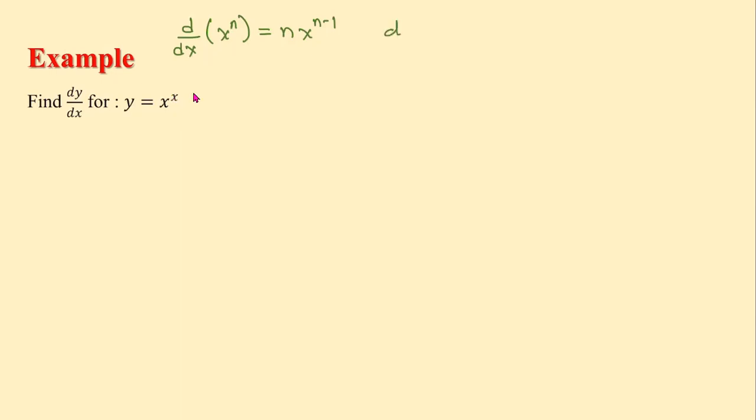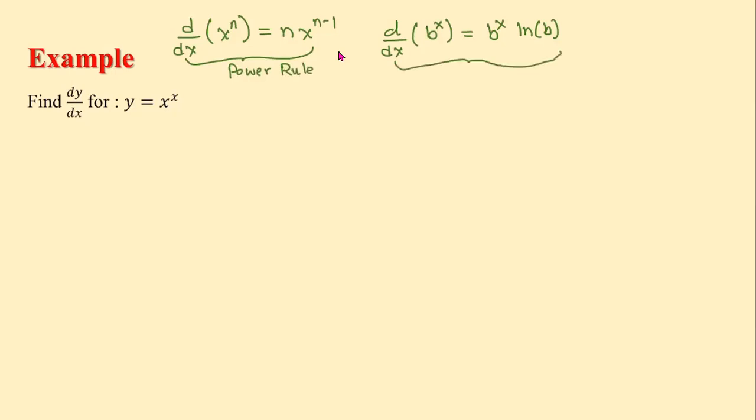We have another formula, the derivative with respect to x of b to the x. See, b is a constant and x is the variable. X is variable as it is, but b is constant. In that case, the formula was b to the x natural log b. This was the exponent rule. This was the power rule. The first formula is the power rule. And this one is the derivative of an exponent, or exponential function. So both formulas cannot be used here.